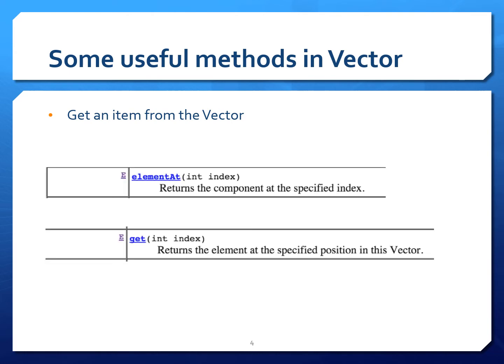To get an item from the vector, use the elementAt method or get method. Pass in the element index to be retrieved into the method parameter, and both methods will return the required element. Both methods work the same way.